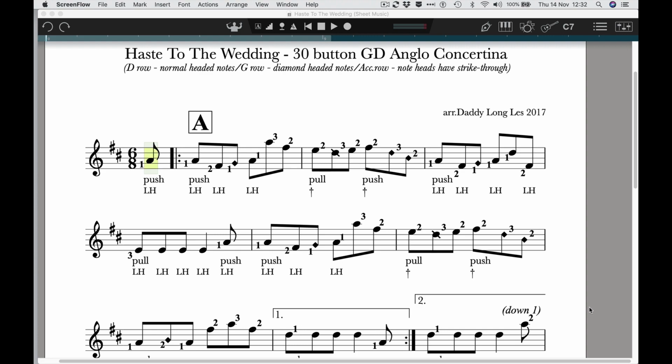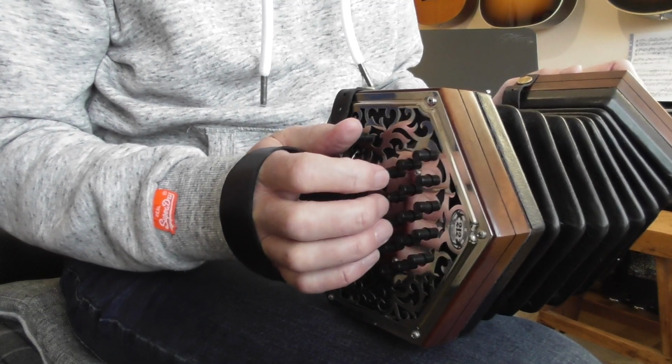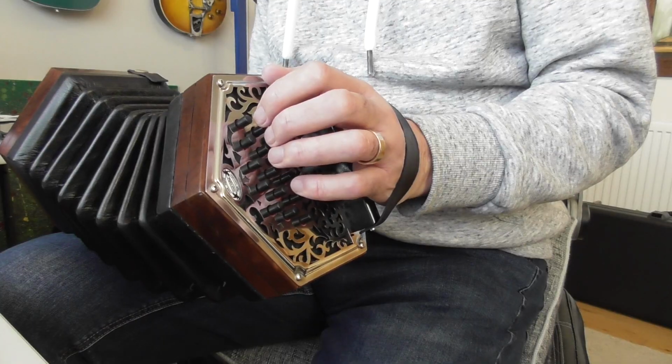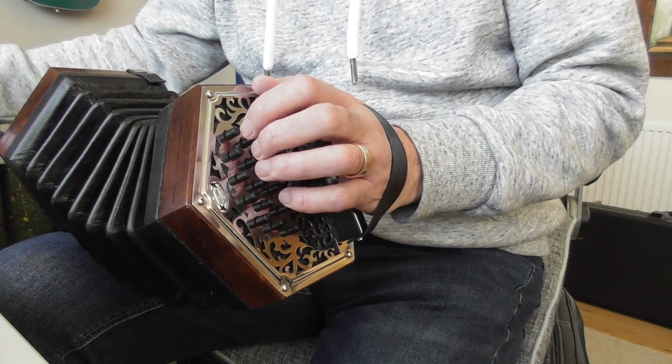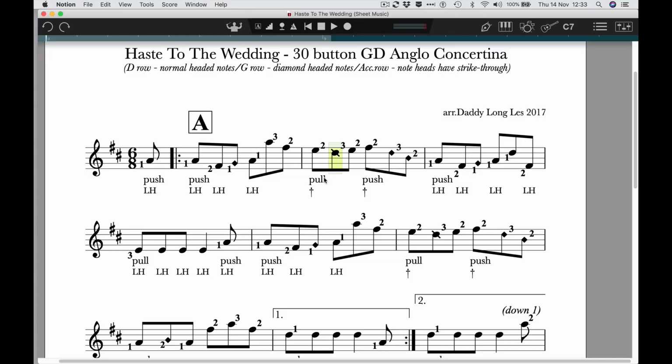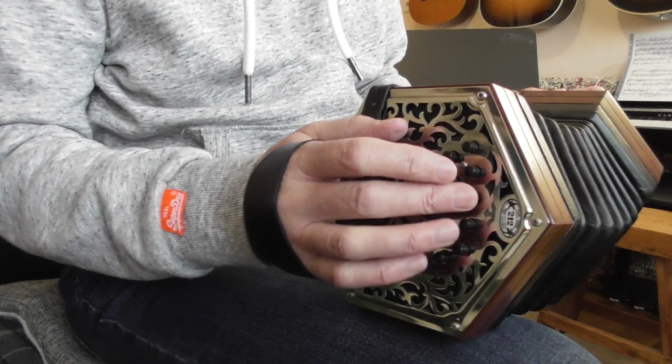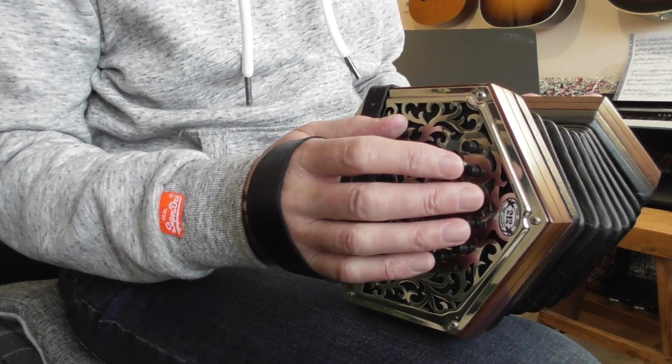If we have a note that's on the G row, like this note of G, then this note is found on the G row, the one in the middle. And we are going to play one note on the accidental row, and it's this one here. It's a note of D, and you'll see it's got a normal head, but it has a strike through. So note D is on the accidental row.